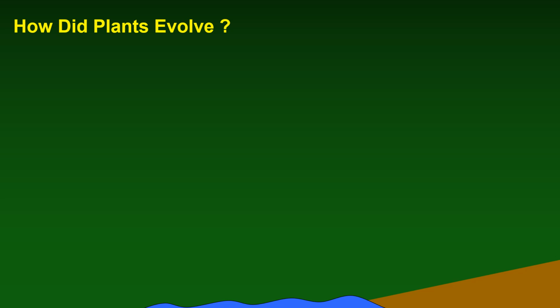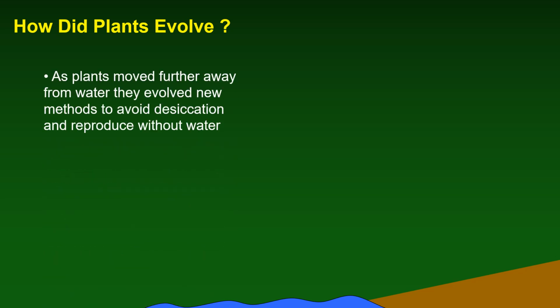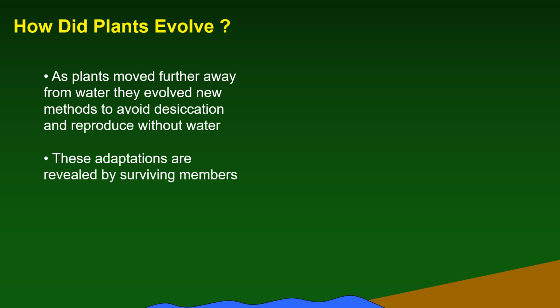Now, how did plants evolve? Well, like all other major groups of organisms, they started out aquatic. They started out in the water. And as plants moved further and further away from the water, they evolved new specializations, new structures that prevented their cells from drying out and allowed them to reproduce without the use of water. The adaptations that we see in plants today are all related to this movement away from water and a decreased dependency on water for reproduction.